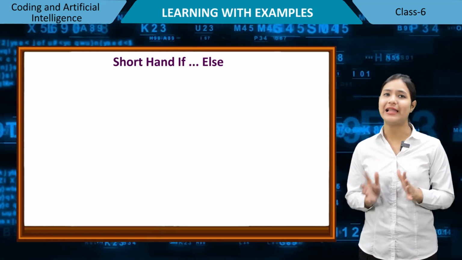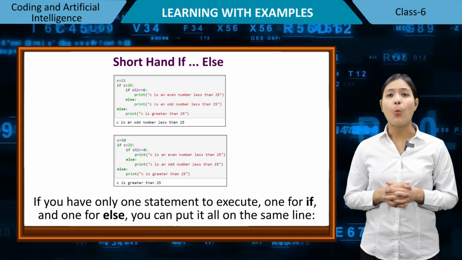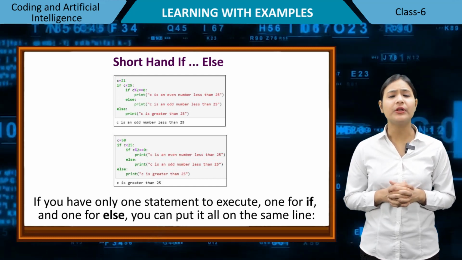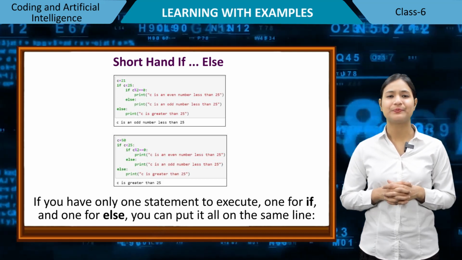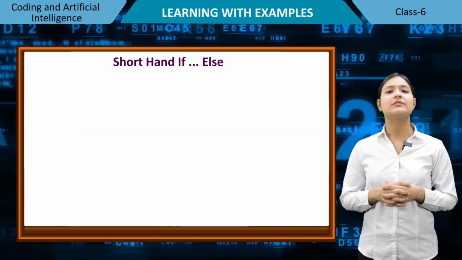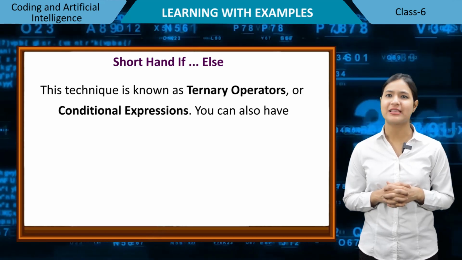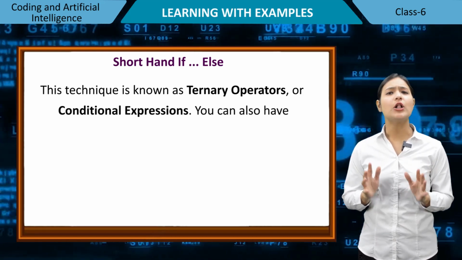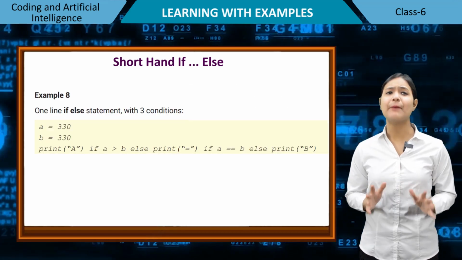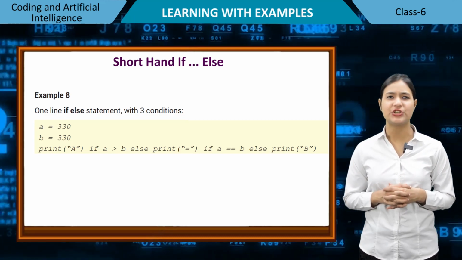Shorthand if else. If you have only one statement to execute, one for if and one for else, you can put it all on the same line. Example 7. One line if else statement. This technique is known as ternary operators or conditional expressions. You can also have multiple else statements on the same line. Example 8. One line if else statement with three conditions.